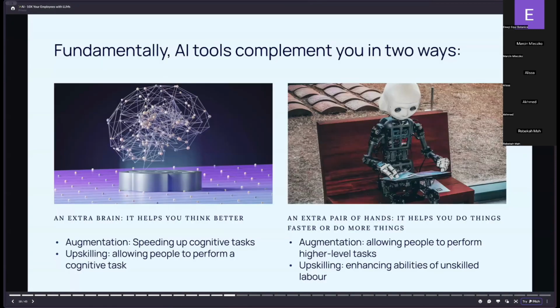So what tasks can be automated? AI tools complement you in two ways. One is as an extra brain, which is speeding up any cognitive task or allowing people to perform more complex tasks than they would originally be able to do. And the second one is an extra pair of hands, just doing things faster, doing higher level tasks, and enhancing the ability of unskilled laborers. A good example is always doctor and nurse. Suddenly the nurse would be able to do much more because they can use language models and ChatGPT to process the information that usually just a doctor would understand.